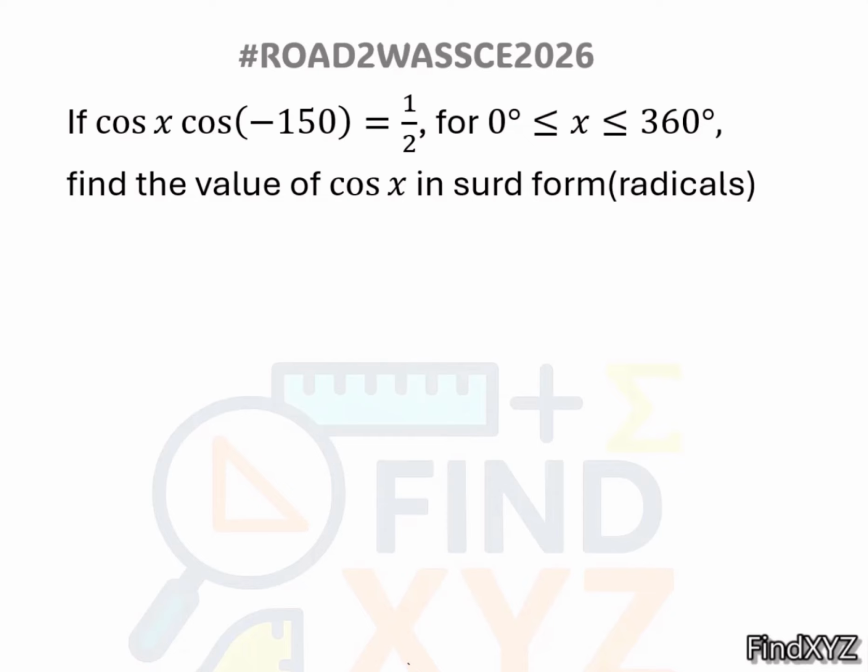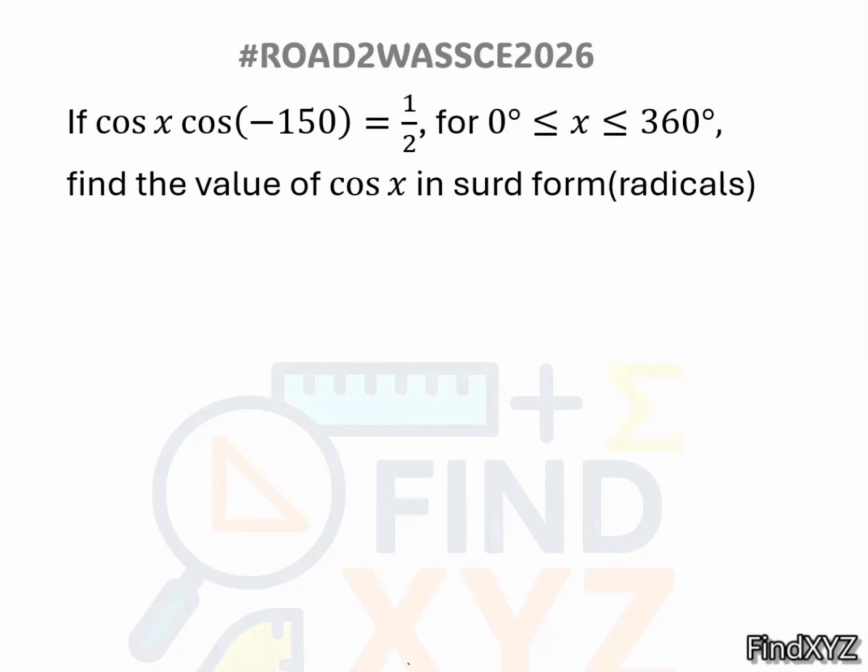We are still on the road to WASSCE 2026. Let's try this question. You've been given cos x times cos of negative 150 degrees is equal to 1 on 2, on the interval x between 0 degrees and 360 degrees. You've been tasked to find the value of cos x in surd form.